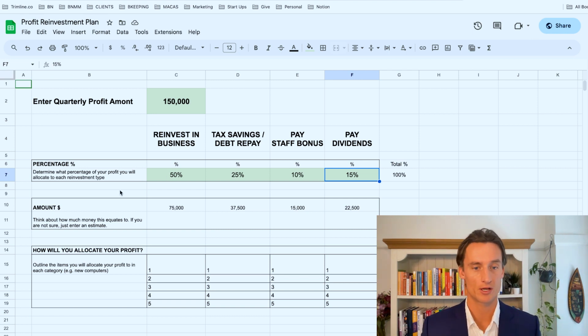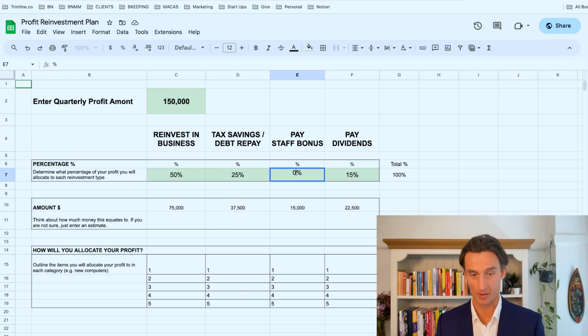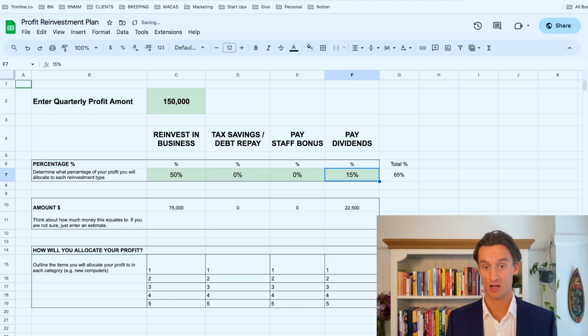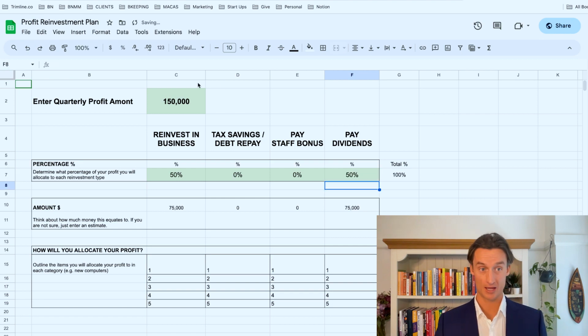So this is a really simple template to work out how much you're going to put to what. Perhaps you don't have a staff incentive plan, so you can make that zero. Perhaps you don't have any tax debts or debts, you're running purely on the working capital of your business. You put that to zero, and then you know what? You can do a 50-50 split there of those profits.